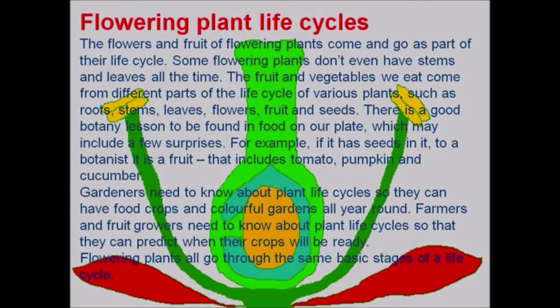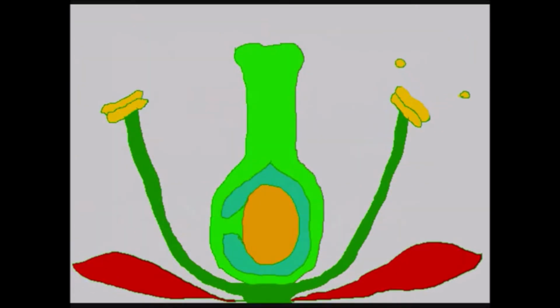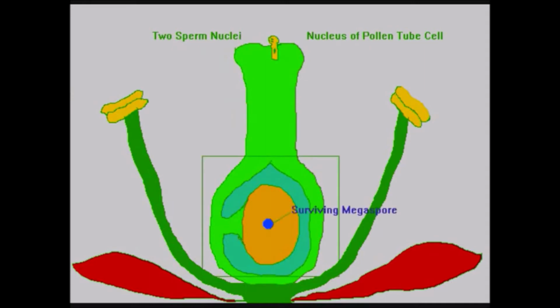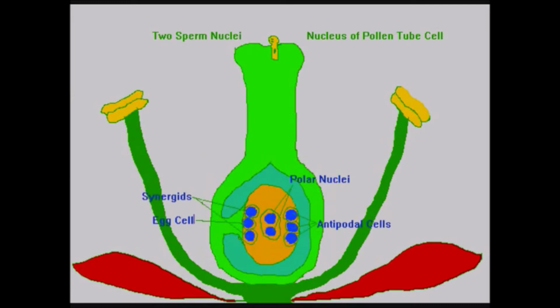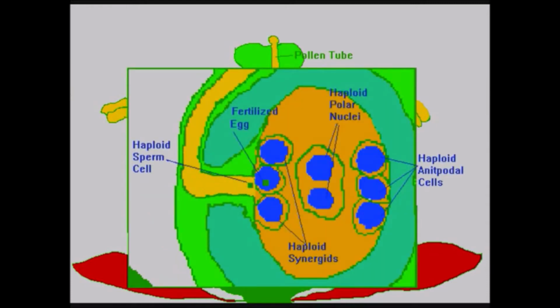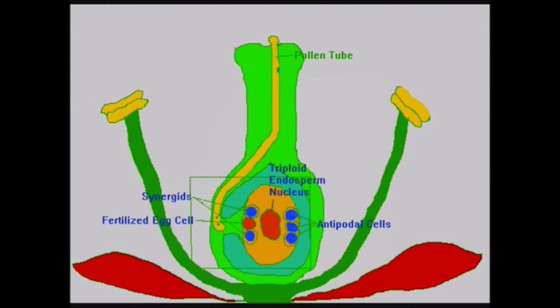Flowering plant life cycle. The flowers and fruit of flowering plants come and go as part of their life cycle. Some flowering plants don't even have stems and leaves all the time. The fruit and vegetables we eat come from different parts of the life cycle of various plants, such as roots, stems, leaves, flowers, fruits and seeds. There are good botany lessons to be found in the food on our plate, which may include a few surprises.